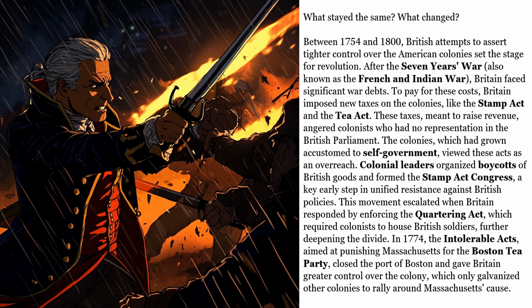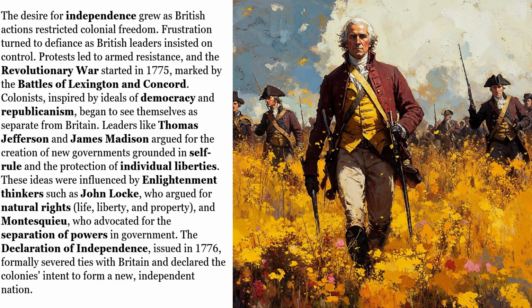In 1774, the Intolerable Acts, aimed at punishing Massachusetts for the Boston Tea Party, closed the port of Boston and gave Britain greater control over the colony, which only galvanized other colonies to rally around Massachusetts' cause. The desire for independence grew as British actions restricted colonial freedom. Frustration turned to defiance as British leaders insisted on control.